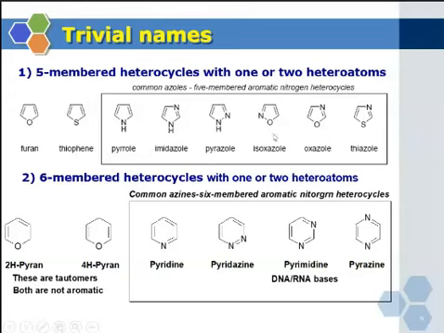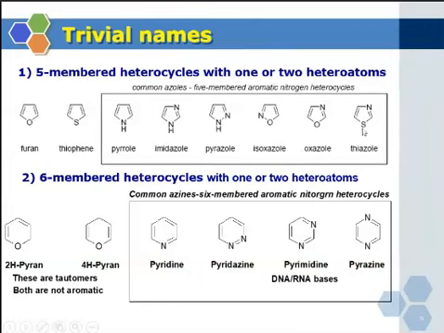Similarly, if oxygen as well as nitrogen both are present in the heterocyclic ring, then we call it isoxazole if their relative position is 1, 2. Similarly, if their relative position is 1 and 3, in that case, we will call it oxazole. 1, 2 relative position, isoxazole. 1, 3 relative position is called oxazole.